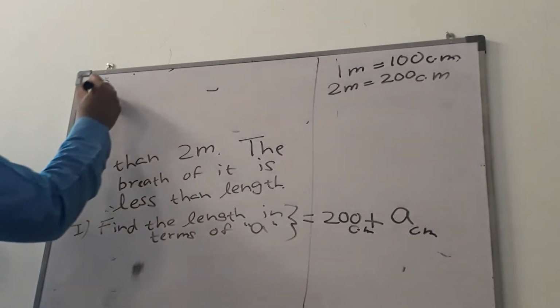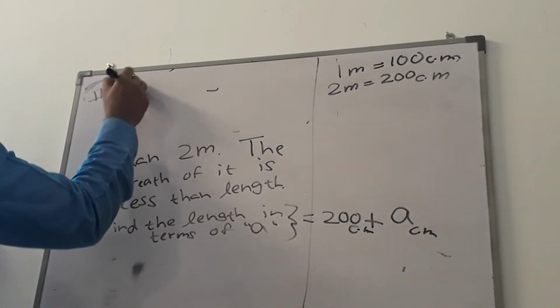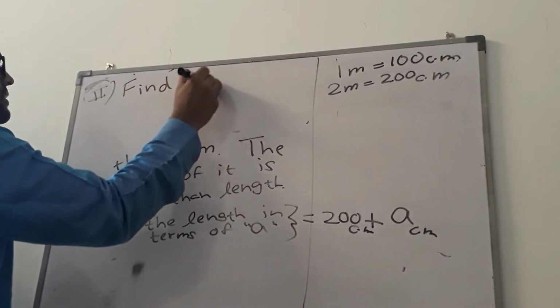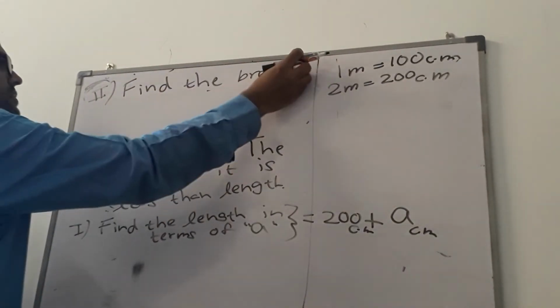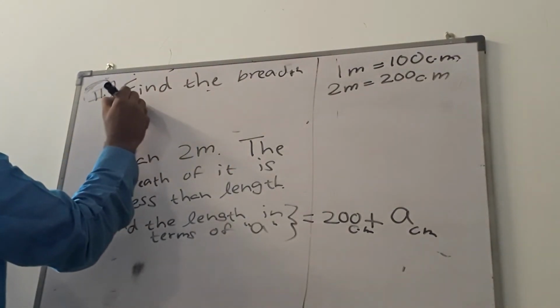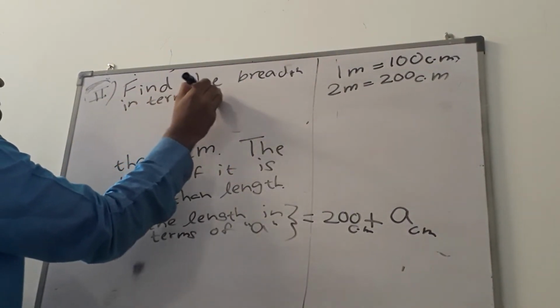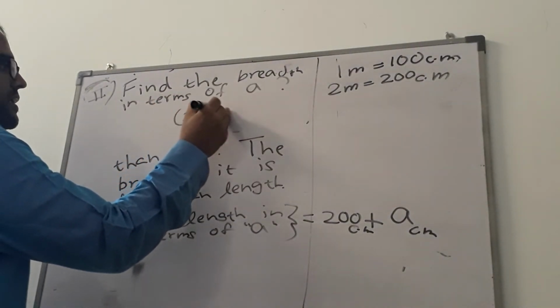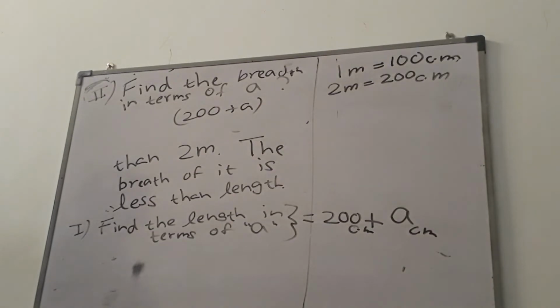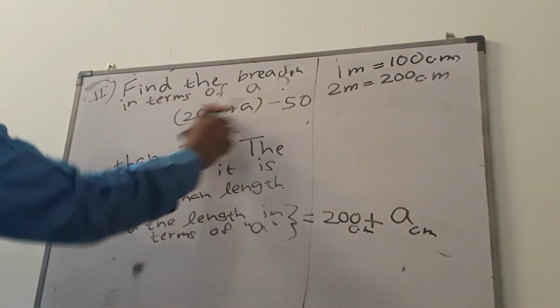Second part: find the breadth in terms of A. We know the length is 200 plus A. It is said the breadth is 50 centimeters less than the length. 50 centimeters less means we have to subtract 50 from the length, which is 200 plus A.